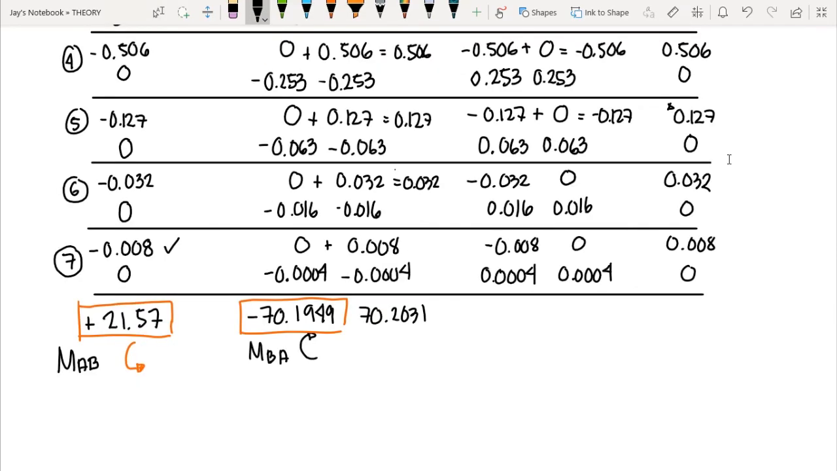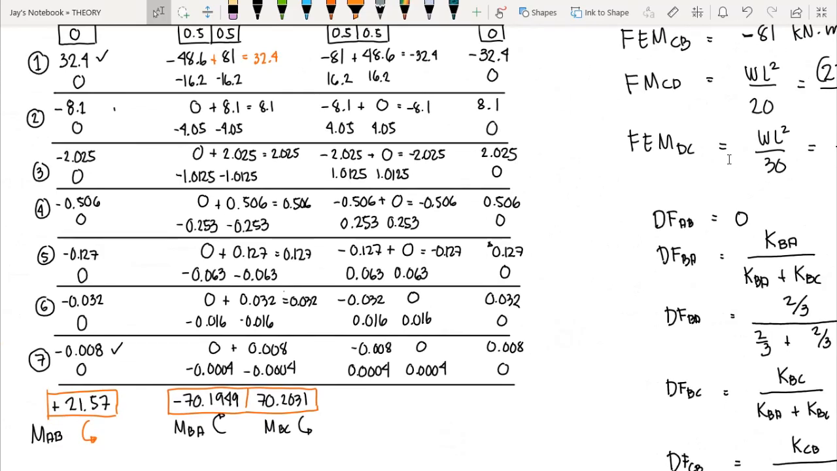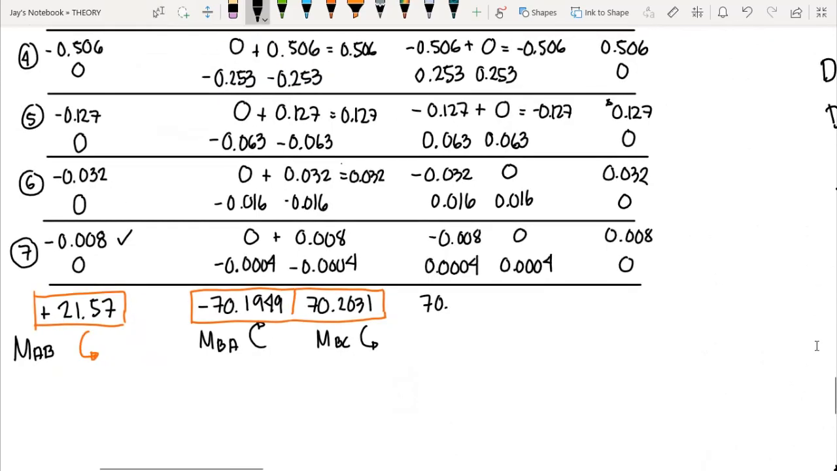Okay, so these are our, on the BC side, we have 70.2031. As what you can see, we have slight error. This might be because of round off error. So this is our member moment BC, and the rotation is counterclockwise because we have positive value. Now on the side of CB, we have 70.2031. This is negative, so that means our moment CB rotates clockwise.